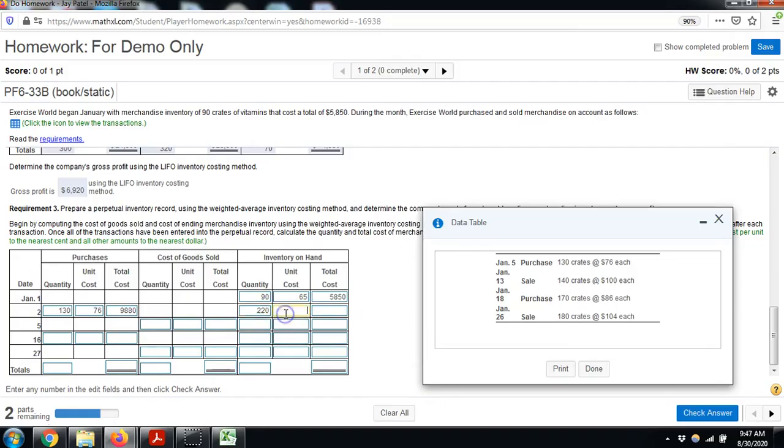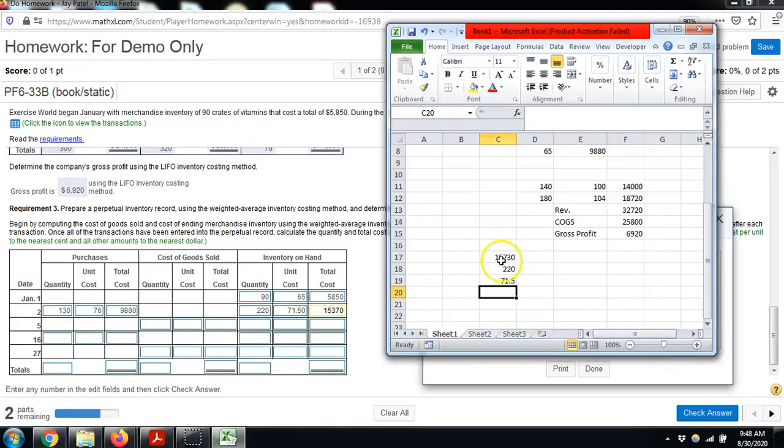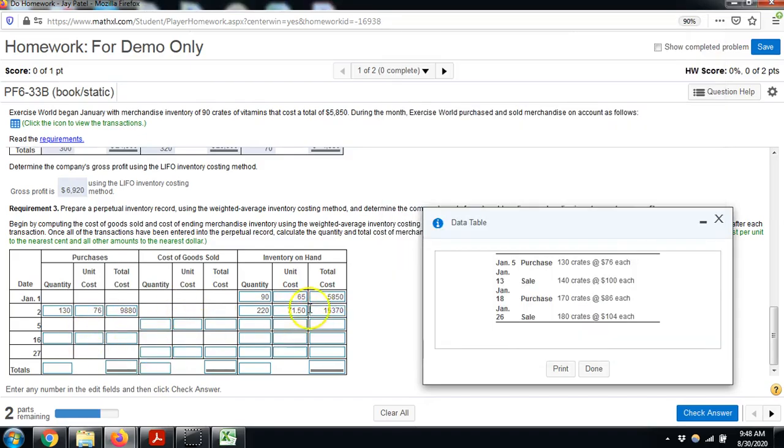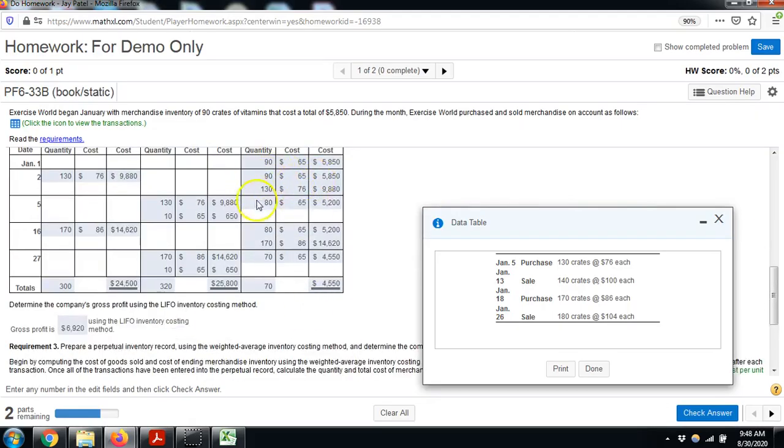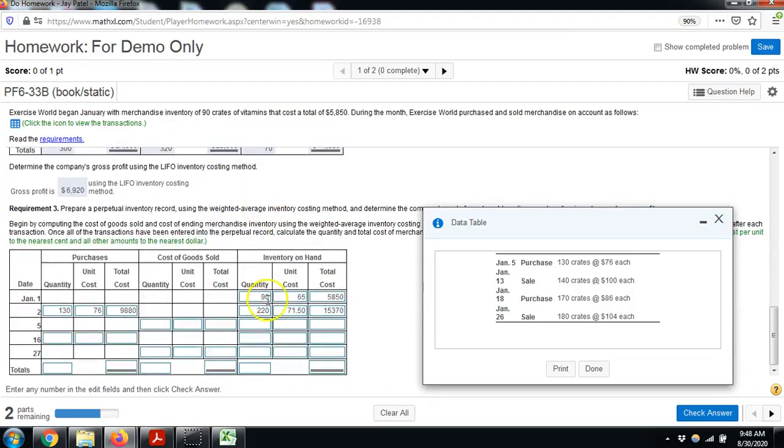220 units at $71.50. And that's our total cost. So now we have all of our 220 units and one weighted average cost for that. So we don't have to do what we were doing before with all the layering. It's just all been combined into one layer that reflects a price that's weighted by the cost of each of them.